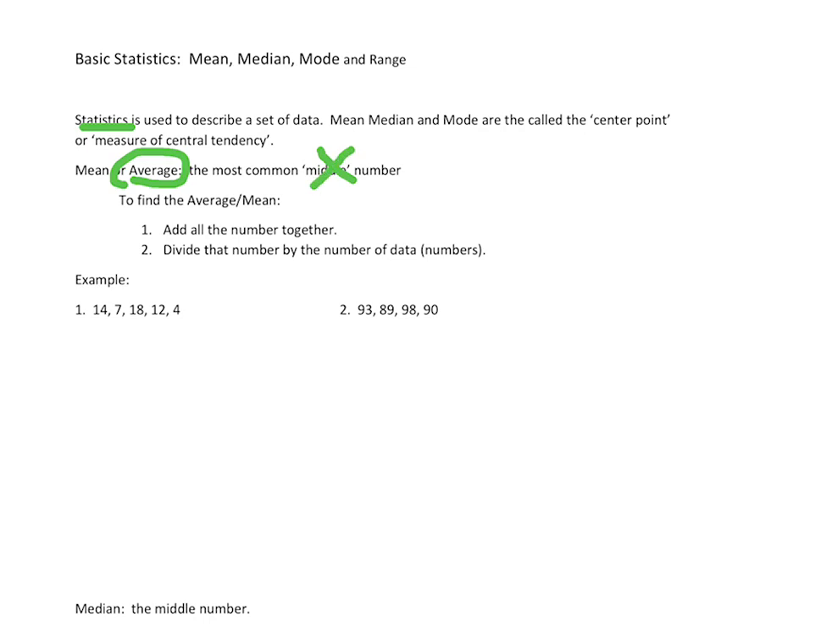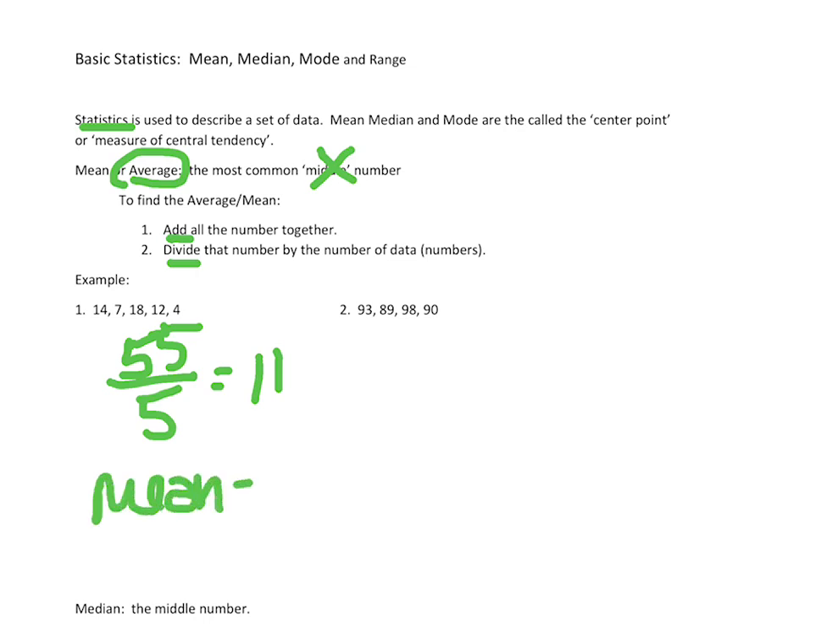So to find the average, that's where you add them all and divide by however many there are. So in this case, you just add all those 5 numbers together. So I'm going to do that on my calculator. So 14 plus 7 plus 18 plus 12 plus 4 is 55. And then I'm going to divide that by 5 because there's 5 numbers, so I get 11. So my mean equals 11.